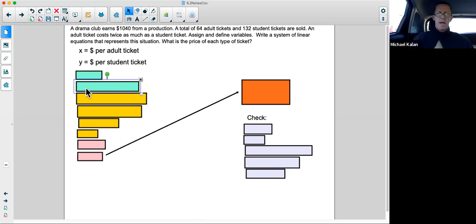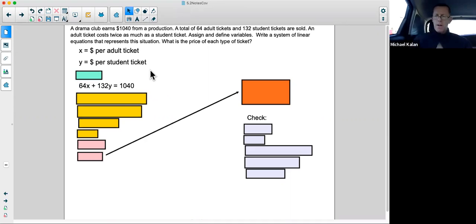Well, how would we represent the total amount of money raised from adult tickets? Wouldn't it be the number of adult tickets sold times the price? So what would that be? Wouldn't that be 64, right? Because that's the number times x. That's the price, right? And then for the student tickets, it would be the number of them, 132 times y. And what do those have to add up to? 1,040.